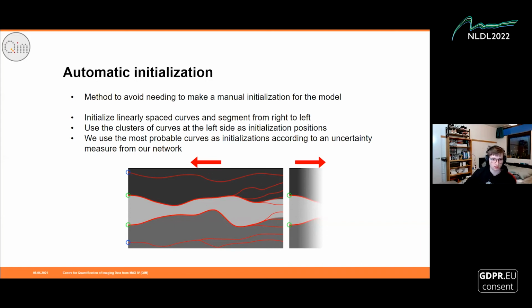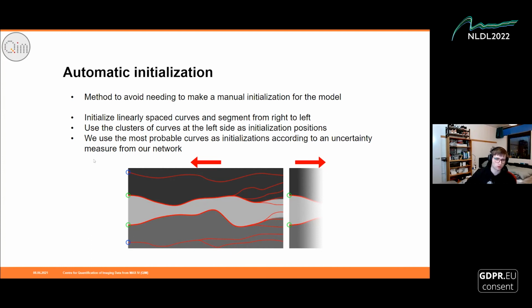The idea we had is that we use a trained network, one that's already able to find layers quite successfully, and then we just initialize a bunch of linearly spaced positions in the right side of the image, and then segment from right to left. What we would see is that the initializations over here that are close to the actual layers in the image would quickly converge to those layers. And the ones that aren't close would probably just move randomly. And then we would end up with a bunch of clusters of layers at the left side of the image.